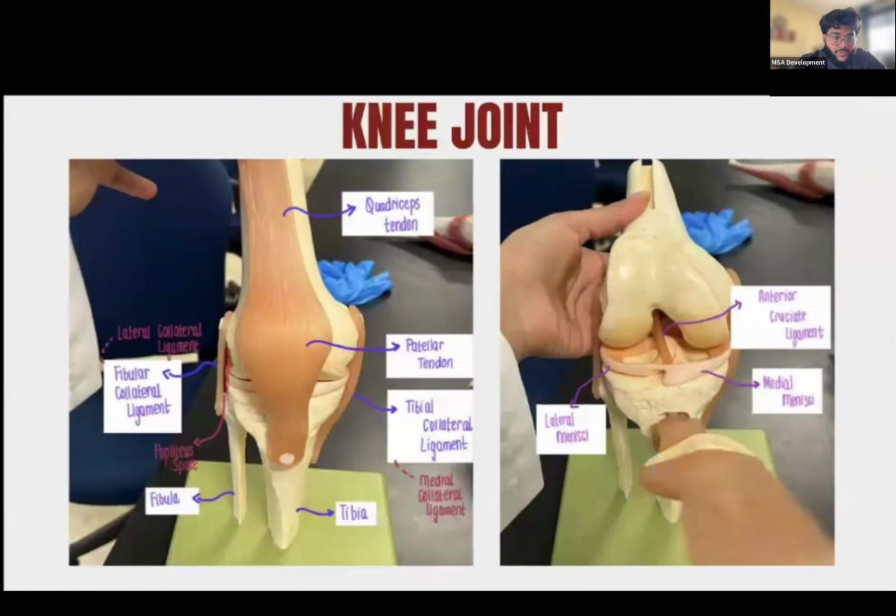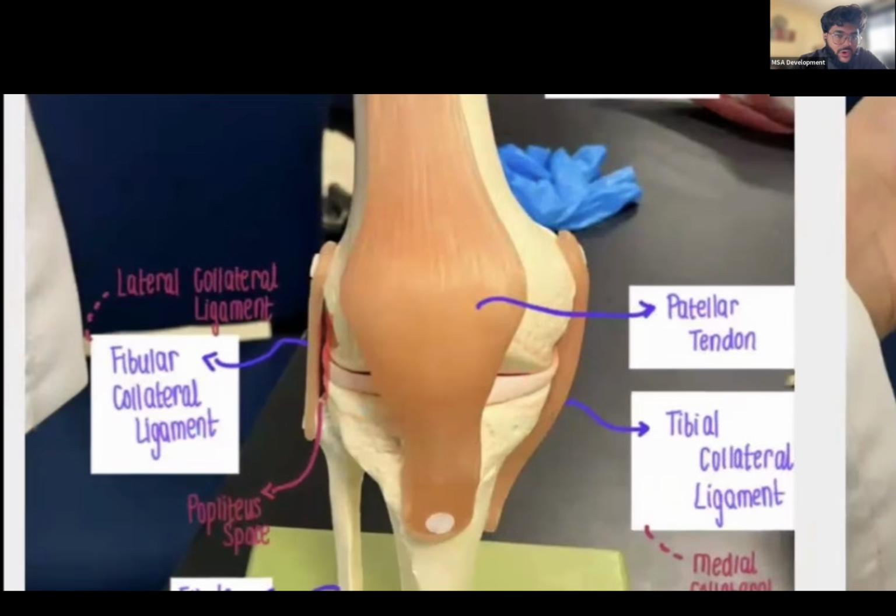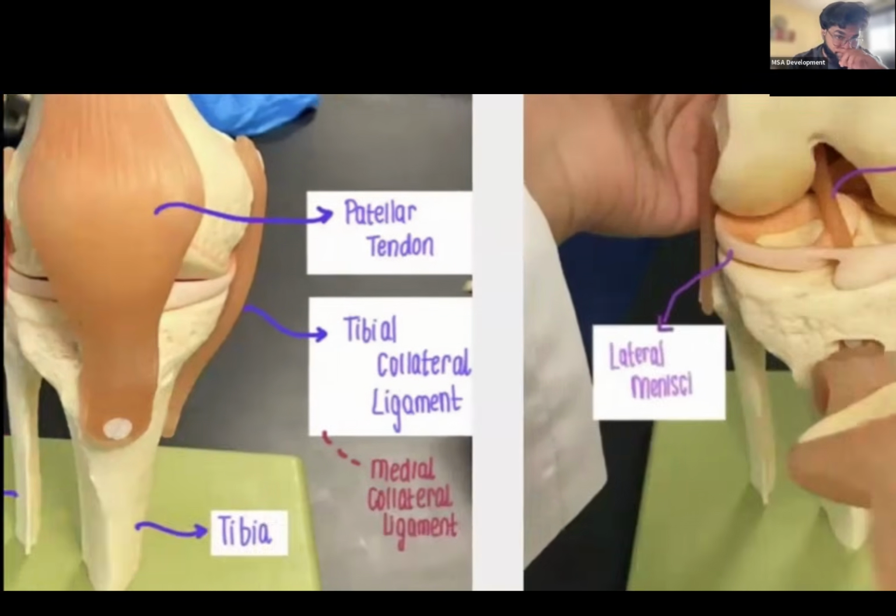Over here, you can see the quadriceps tendon, again, from all your anterior thigh muscles. Then you have the fibular collateral ligament, and the tibial collateral ligament, the fibula here, the tibia here. The tibial collateral ligament is also known as the medial collateral ligament, and the fibular collateral ligament is the lateral collateral ligament, which makes sense because the tibia is medial and the fibula is lateral.